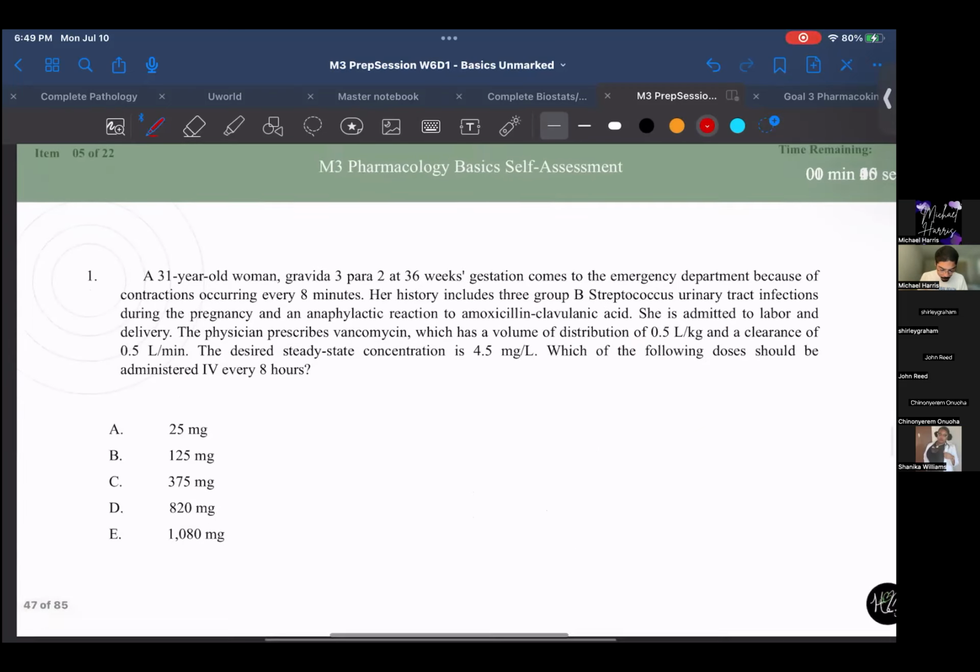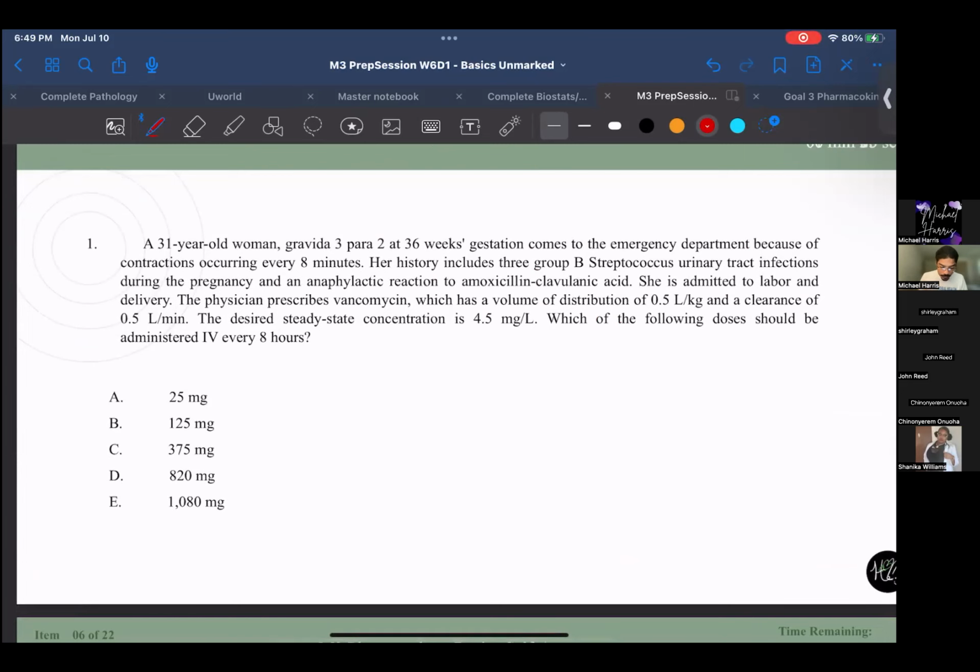Okay. Now, here's our next one. What are we doing here? Which of the following doses should be administered IV every 8 hours? So, every 8 hours. This is something that you're giving multiple times. Do you think clearance is important? Yes, it is important, because if you're clearing things faster, I need to know. Then if you're clearing things slower, I can give you a lower dose. Exactly. So clearance is a part of the equation.